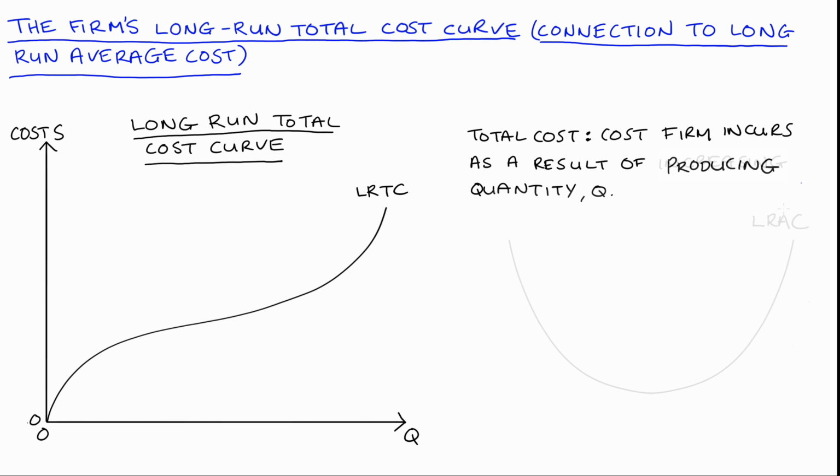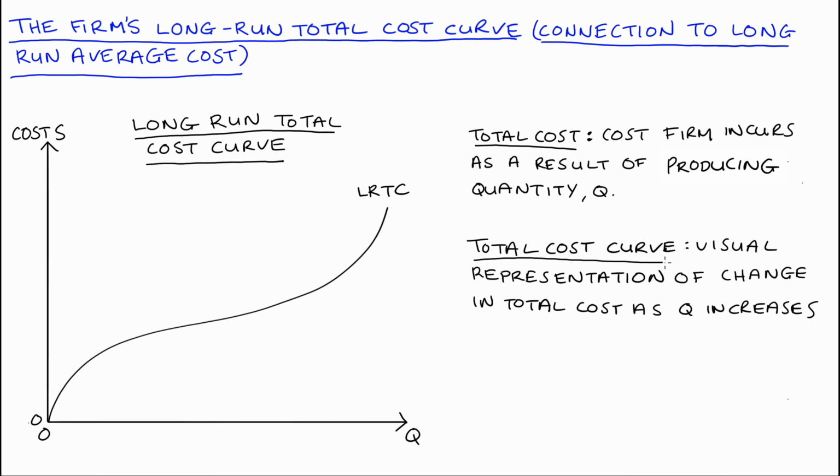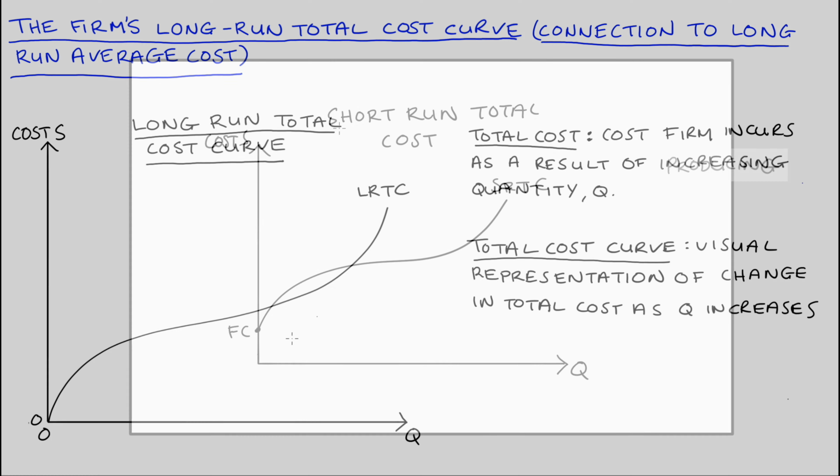Alright, let's start at the beginning though. A firm's total cost is just going to be equal to the total cost that they incur as a result of producing some quantity Q of a good. So when we're thinking about a total cost curve, we're looking for a visual representation of how total cost changes as we increase the quantity produced.